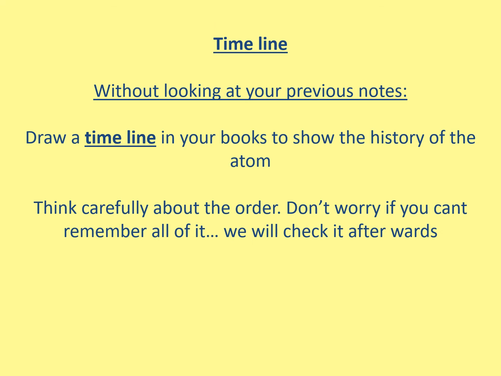What I'd like to do now is, without looking at your previous notes, I'd like you to draw a timeline in your books or on a piece of paper that shows the history of the atom. Think carefully about the order. If you can't think of anything, do not worry. We'll put those in later, but whatever you can in order, do that first, and then we'll put up some clues and then some answers at the end. Put in as much detail as you can remember.